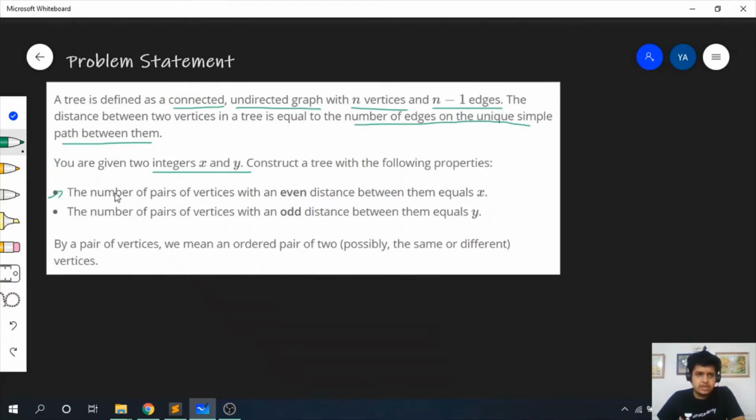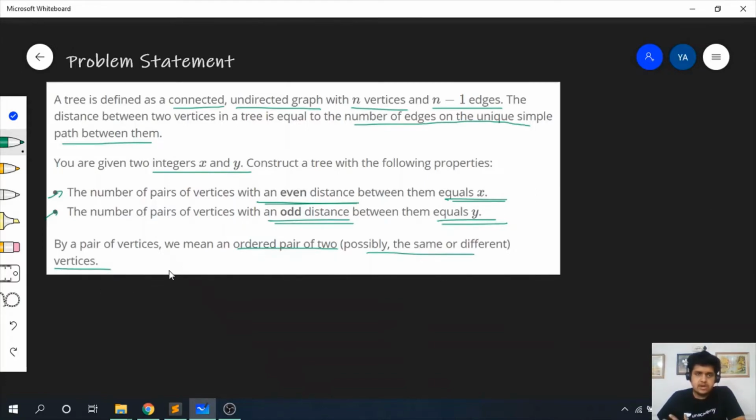The first one: the number of pairs of vertices with an even distance between them should be equal to x. So there must be x pairs having even distance between them, and the number of pairs of vertices with an odd distance between them should be equal to y. So the number of pairs with odd distance between them should be y. By a pair of vertices, we mean an ordered pair of two, possibly the same or different, vertices.